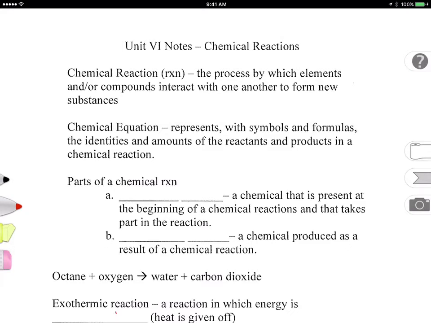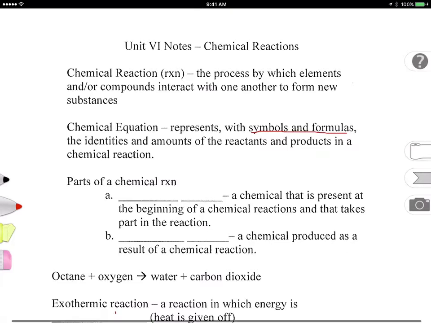All right, this video is going to go through the very first part of our last set of information. So here we go. Chemical reaction. That RxN is just simply an abbreviation for reaction. A reaction is simply where you put two things together and you get something out the end. Chemical equation. The difference between a chemical reaction and a chemical equation is that in a chemical equation we're going to use symbols and formulas. The chemical reaction just uses words. So it's just a way of how we represent what's going on.